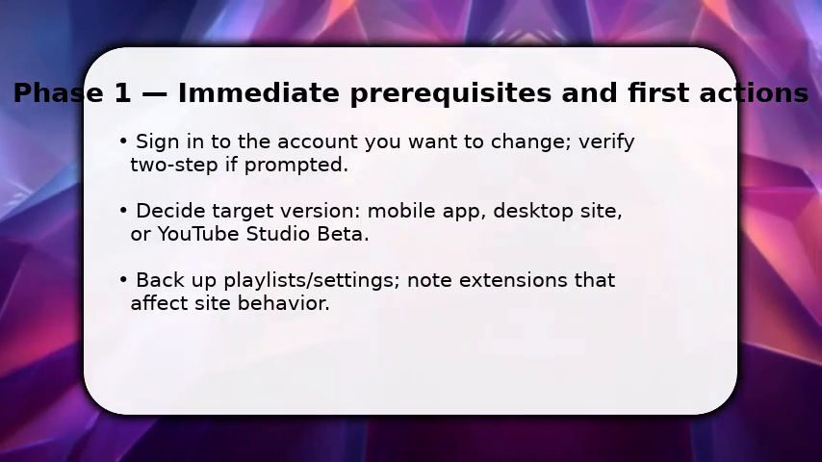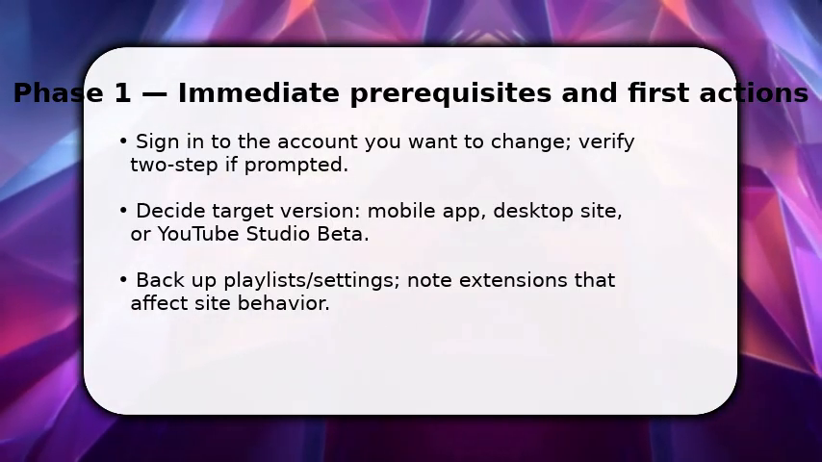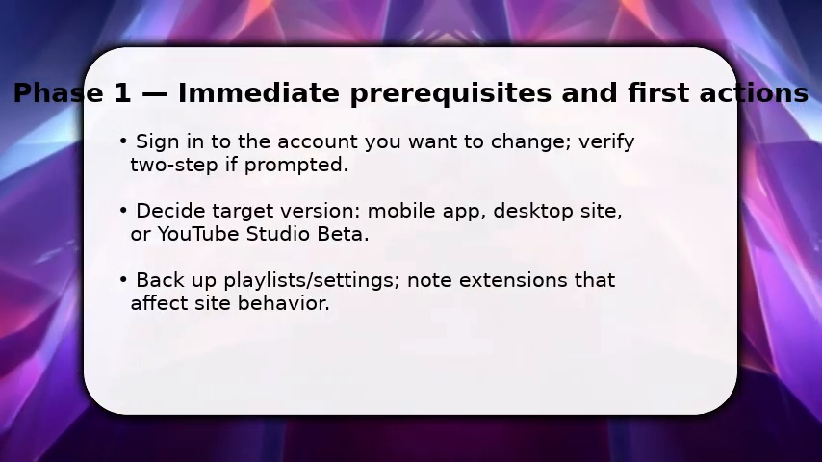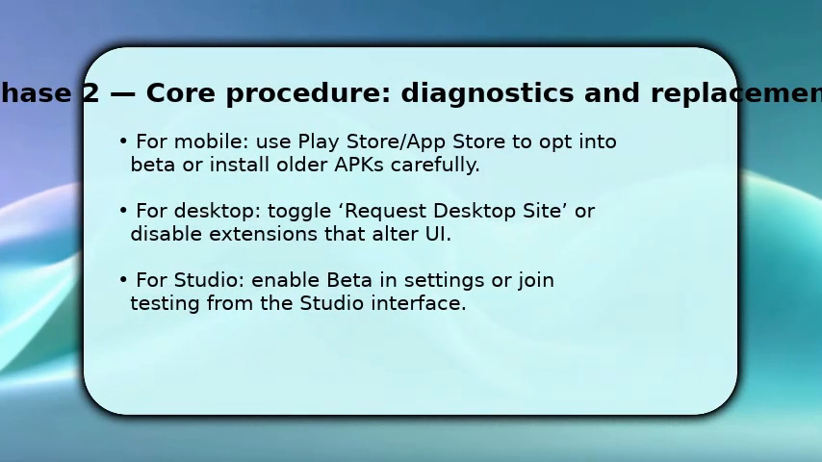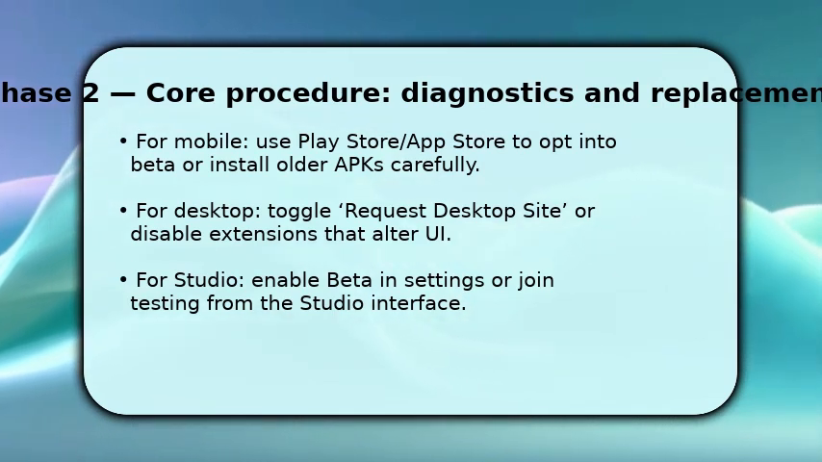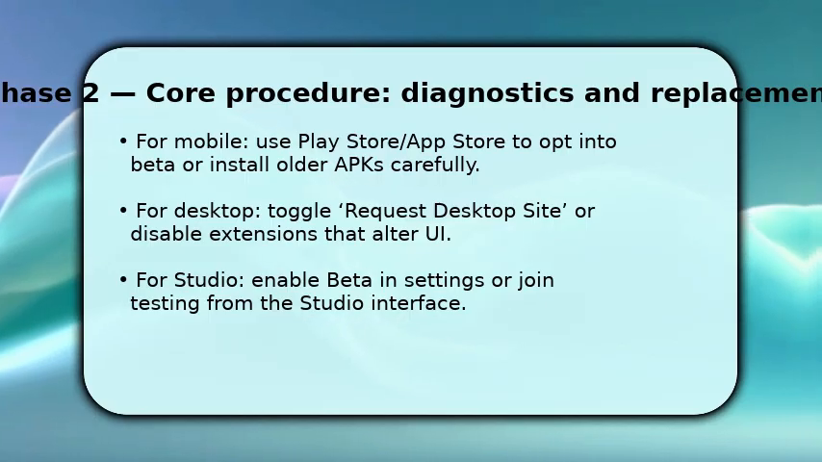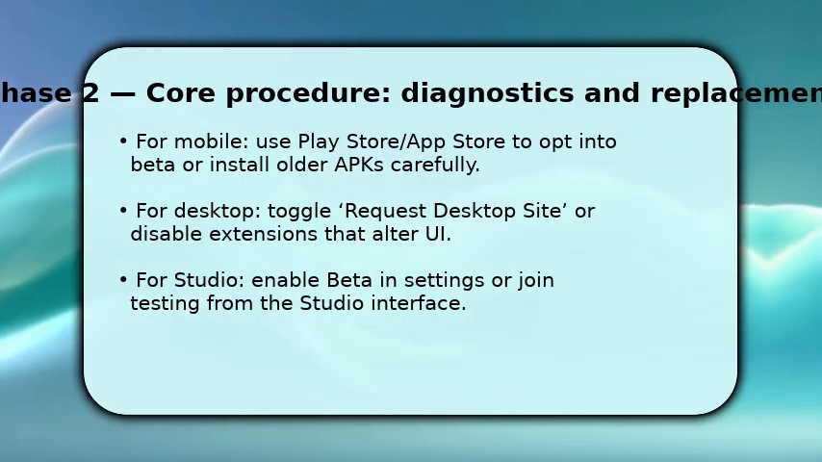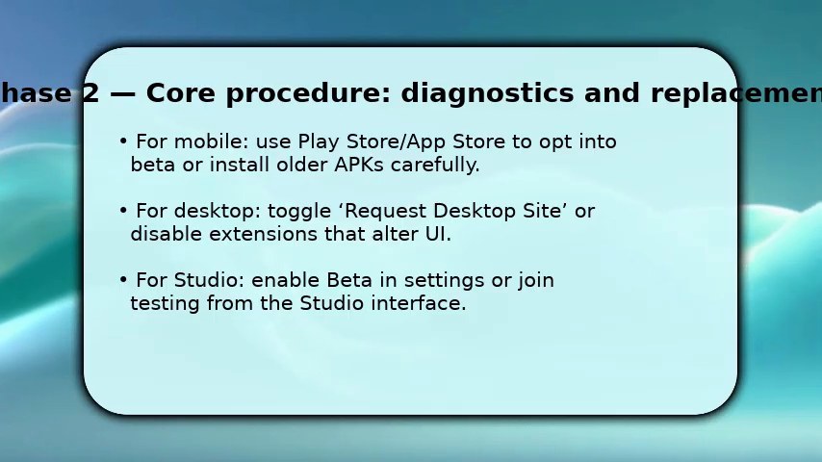Open the app or browser now and move immediately to the next step, changing settings or installing a specific app build. You now perform the heavier work. Install or toggle the version you chose. For mobile, open Play Store or App Store, opt into beta or sideload a verified APK. Make sure unknown sources are secure.